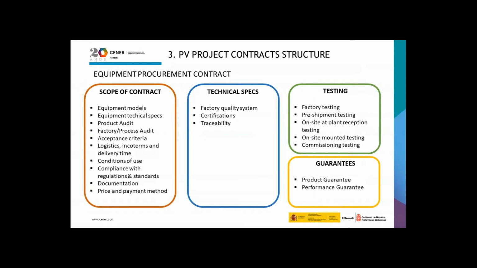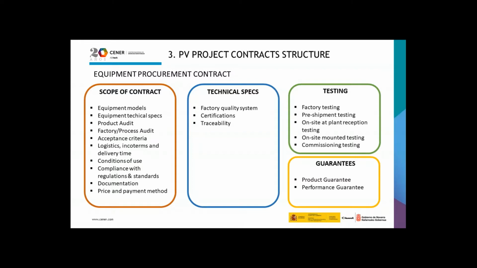Entering the contractual structure of a photovoltaic project, the equipment procurement contract is related with the acquisition of the equipment of the PV plant. The scope of this contract is the equipment models, equipment technical specifications, the product audit and the factory process audit of the manufacturer, the acceptance criteria, logistics, Incoterms and delivery time of the equipment, conditions of use, compliance with the regulation and the standards of the equipment, the documentation, and the price and payment method.